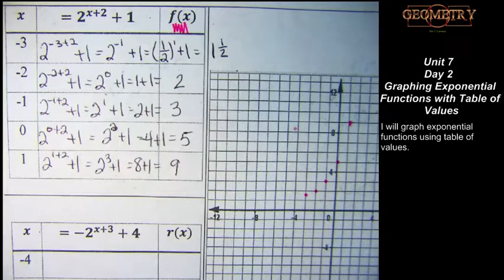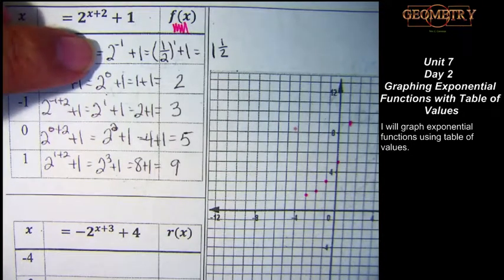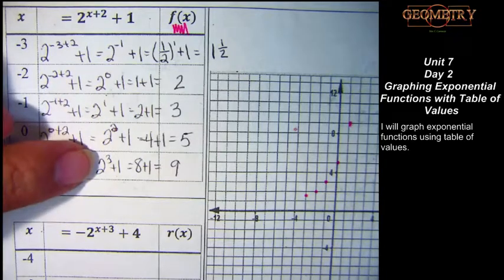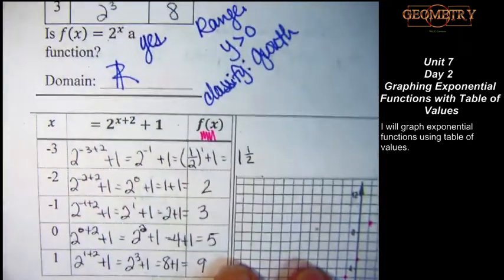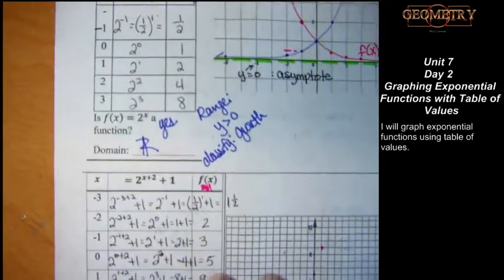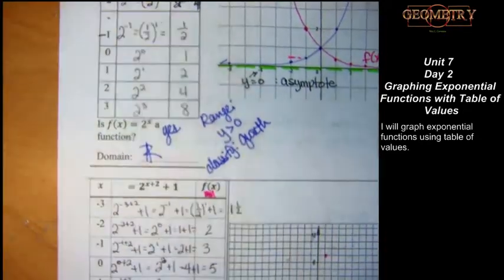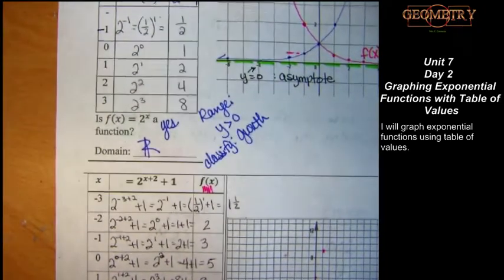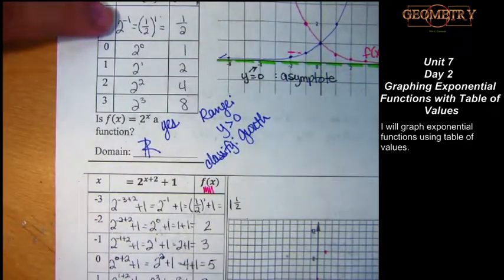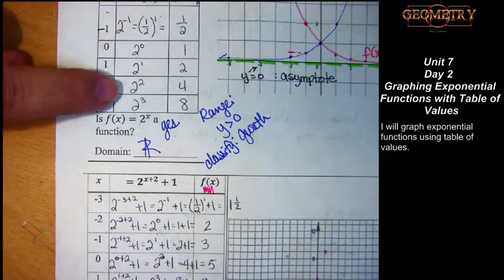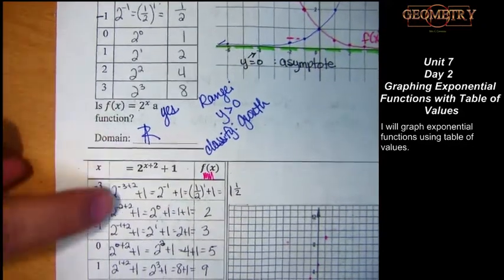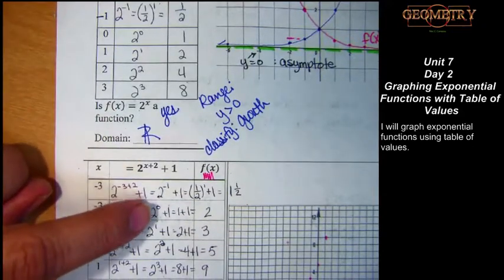But I want you to see something. Look right here. 2 to the -1, 2 to the 0, 2 to the 1, 2 to the 2, 2 to the 3. And up here I have 2 to the -1, 2 to the 0, 2 to the 1, 2 to the 2, 2 to the 3. They're the same ones that I have right here. Do you notice?